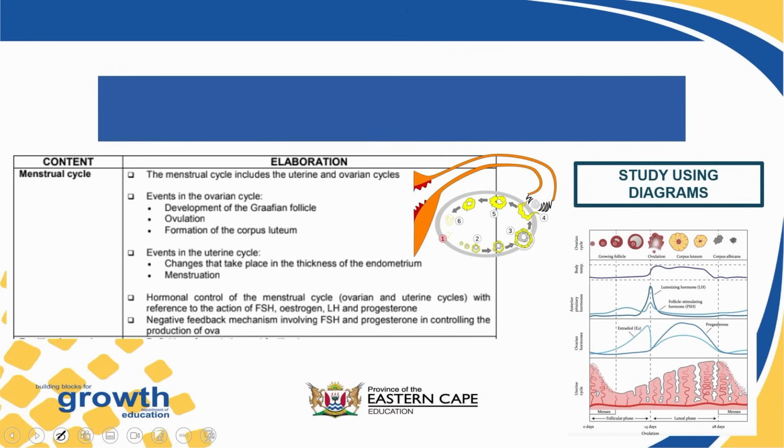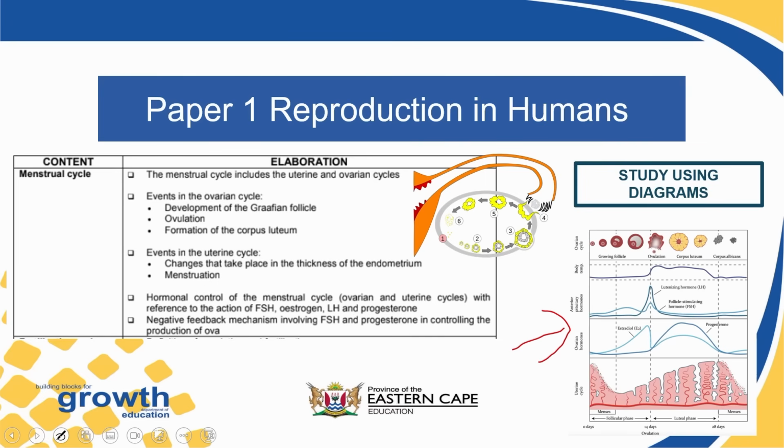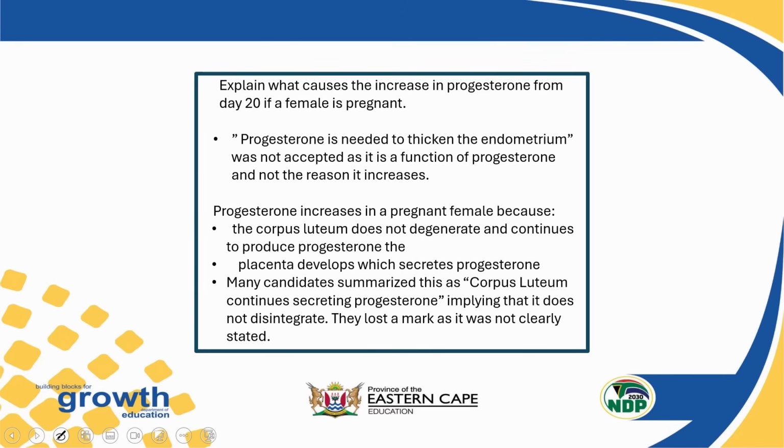Menstrual cycle, once again, let's use diagrams when we are studying, okay, because we need to identify the parts of the menstrual cycle. We need to, for instance, be able to interpret a graph of the menstrual cycle. Then another problem that we picked up is that learners don't know the difference between when I give a function of progesterone or why I'm explaining why progesterone increases.